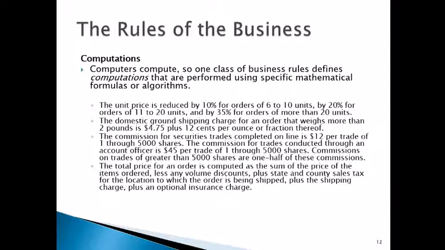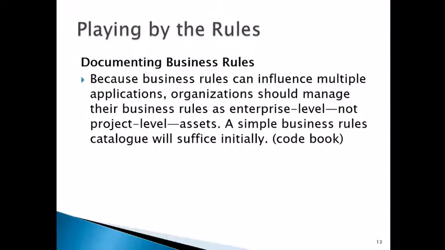The commission for security states completed online. The total price of an order is computed as the sum of the price of the items ordered, less any volume discounts, plus state and county sales tax for the location to which the order is being shipped, plus the shipping charges, plus an optional insurance charge. This provides a formula or computation that will be performed on your order.